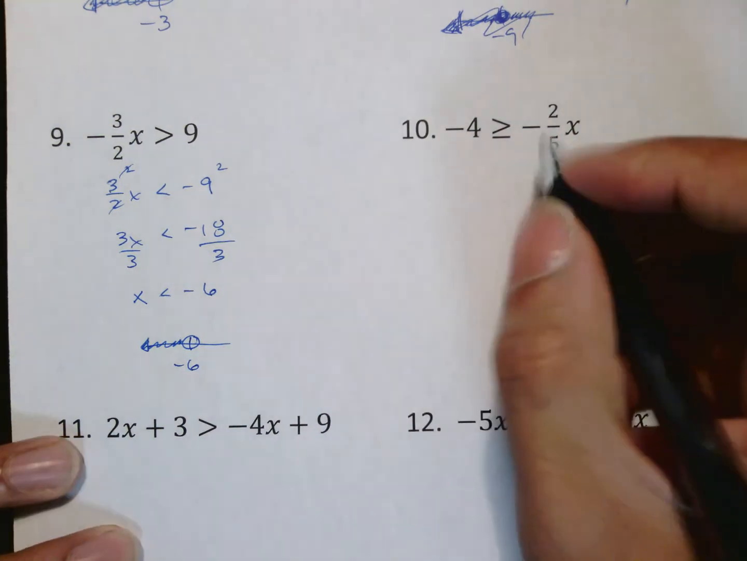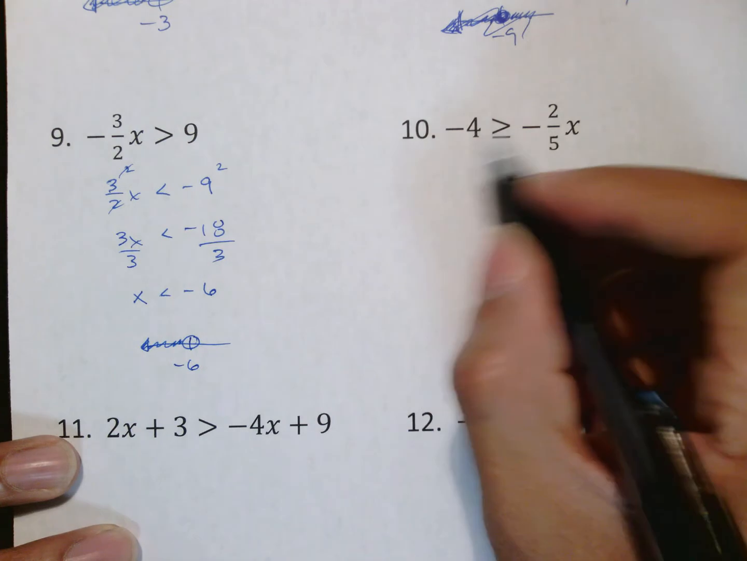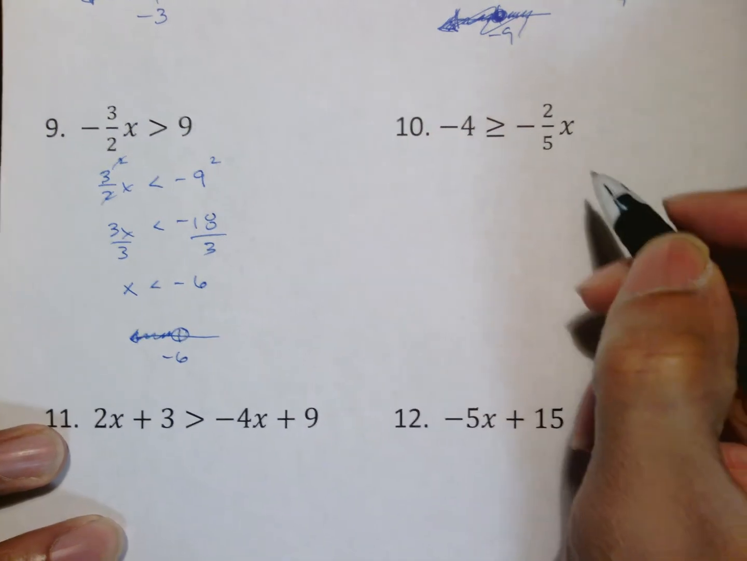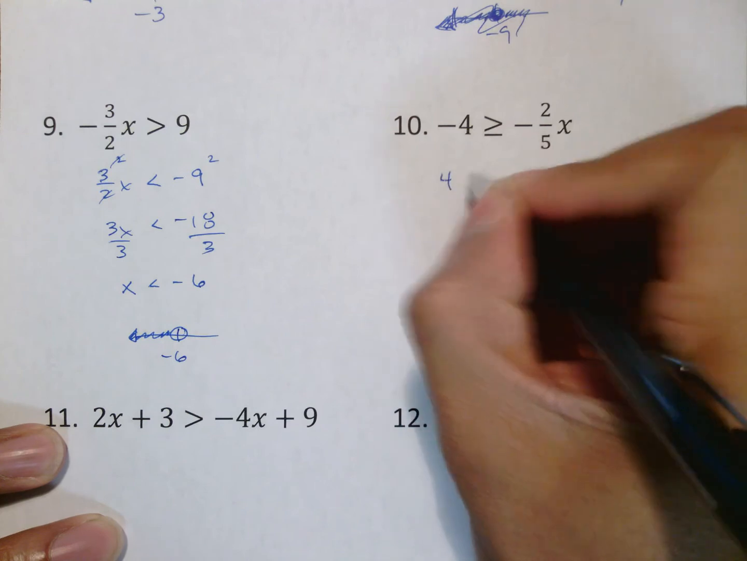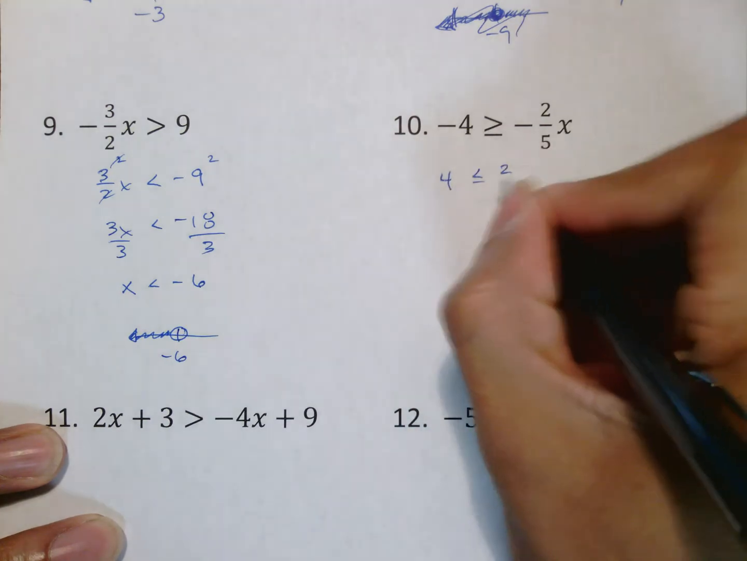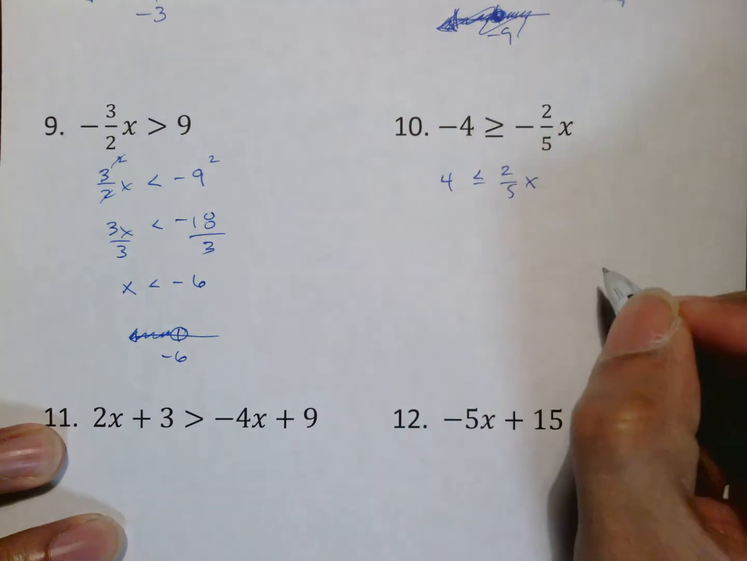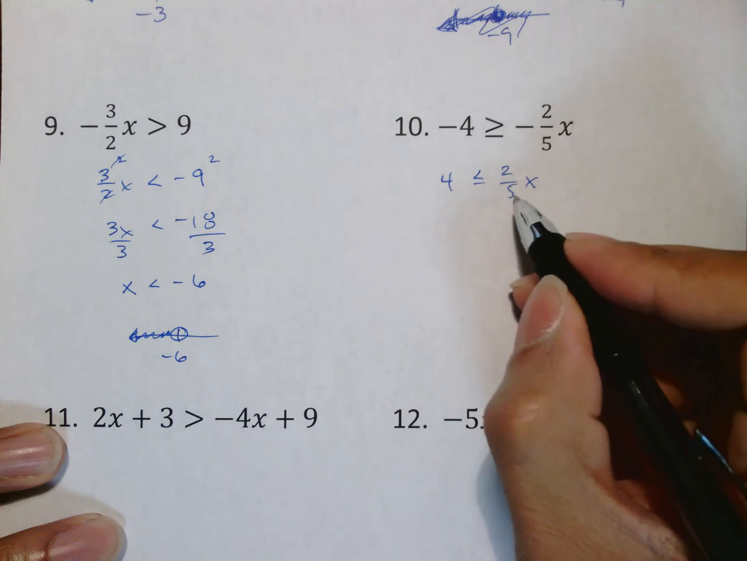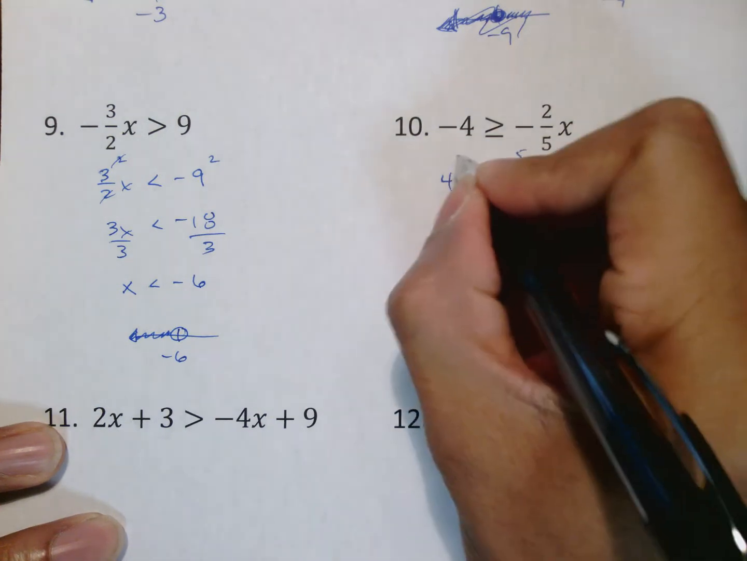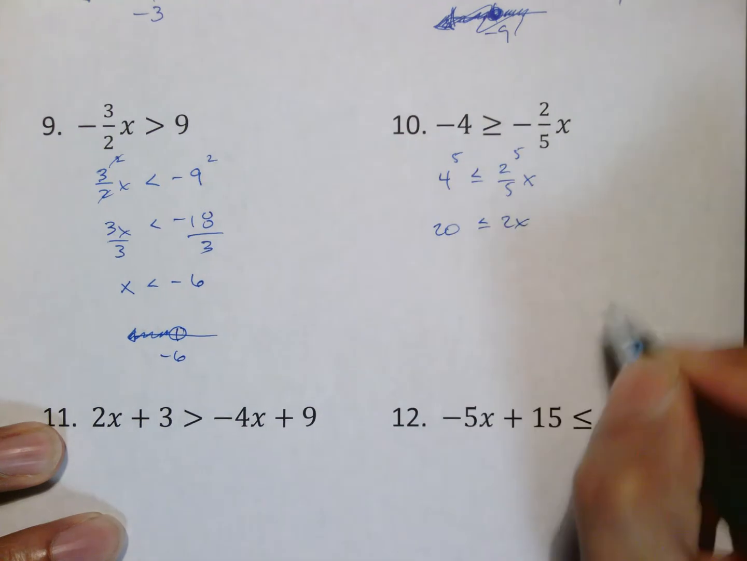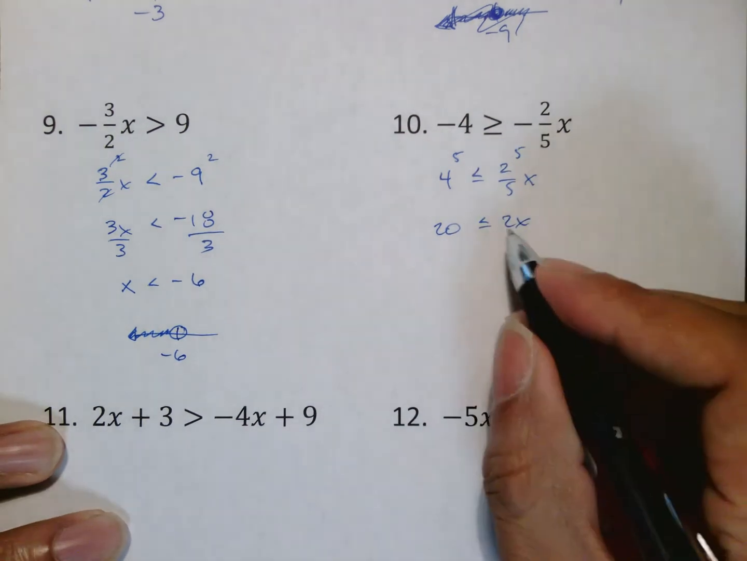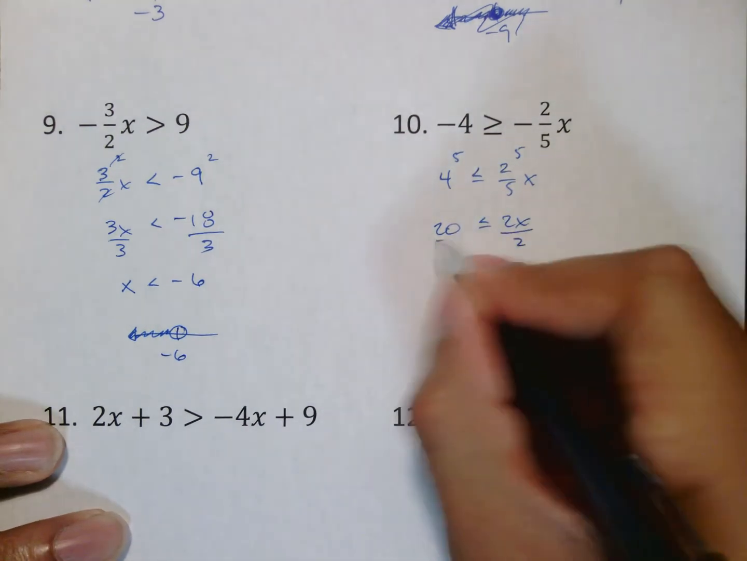Number 10, negative 4 greater than or equal to negative 2/5 x. Again, the first thing you need to notice is that there's a negative attached, and so we switch everything around. Now we want to say, okay, we got to get rid of this bottom 5, so we multiply by 5 here and here, which gives me 20 less than or equal to 2x. The next thing we need to notice is that there is a 2 attached, which means we divide by 2.